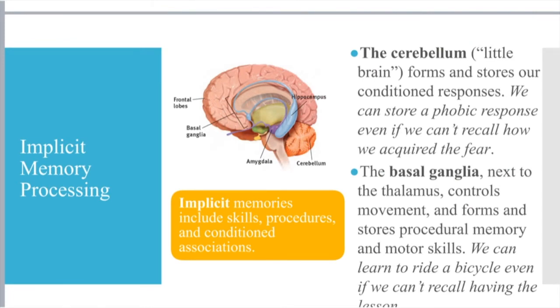On the flip side, you have implicit memories: skills, procedures, conditioned associations, things that we're not necessarily intentionally trying to learn. Generally speaking, these go through our cerebellum and our basal ganglia. The cerebellum forms and stores our conditioned responses, right? We can store a phobic response even if we can't recall how we acquired the fear. We also know that the basal ganglia next to the thalamus controls movement and forms and stores procedural memories and motor skills.